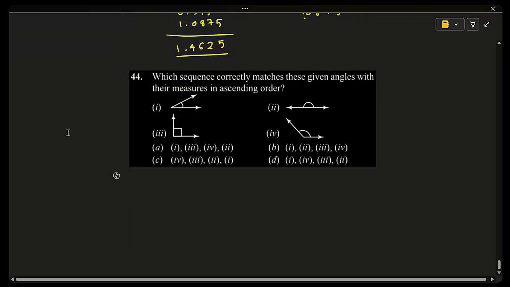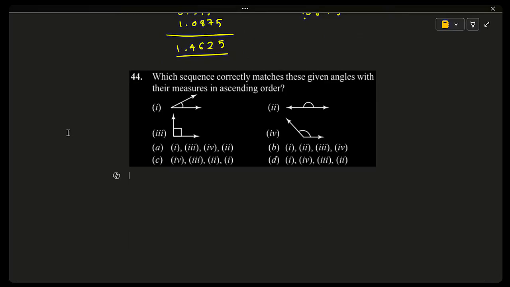Which sequence correctly matches these given angles with their measures in ascending order? So ascending order we want. Angle measures are not given, but types of angles we can write. This is an acute angle, which lies between 0 and 90, and this is a straight angle, and this is a right angle, because the right angle symbol is there. This is more than a right angle but less than a straight angle, so it is an obtuse angle.